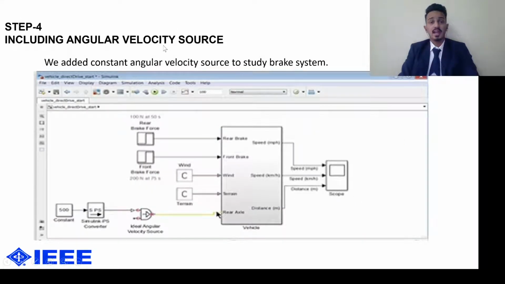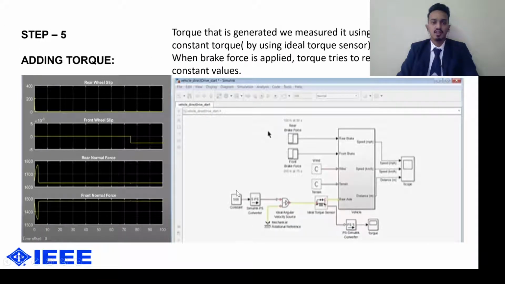Then we are going to add the angular velocity source, because the rear axle won't move on its own, as we are not giving the wind or slope this time. So we are giving an ideal angular velocity source for the rear axle to move. And then we are going to apply brakes like 100 Newton at 58 seconds and 200 Newton at 75 seconds.